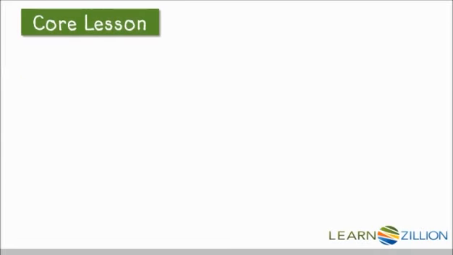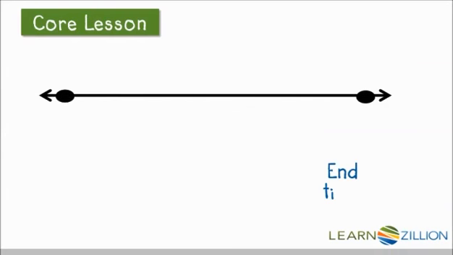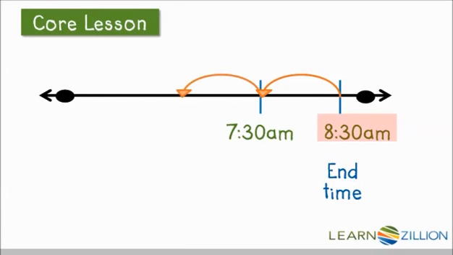And so just like before, we're going to draw that number line, but this time we're starting with the end time, which is 8:30 a.m. And we're going to count back to find the start. We're going to count back 1 hour to 7:30 a.m. and another hour to 6:30 a.m., which would be 2 hours earlier, which would be the start time.